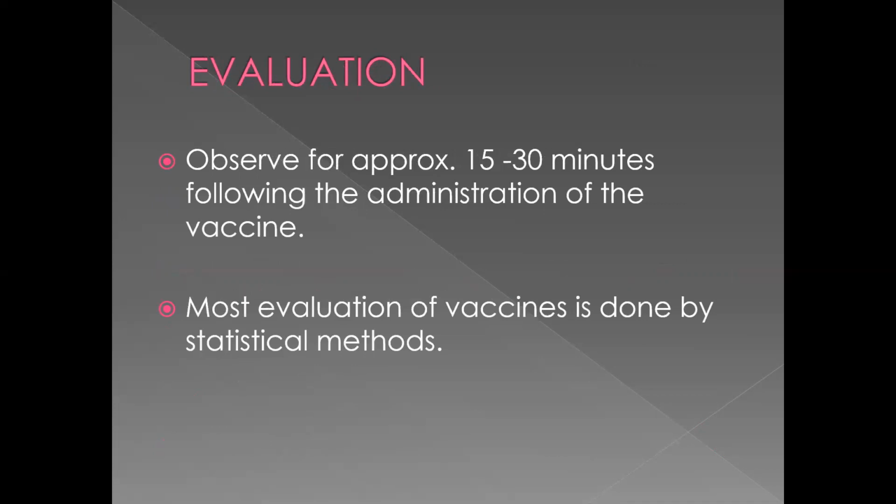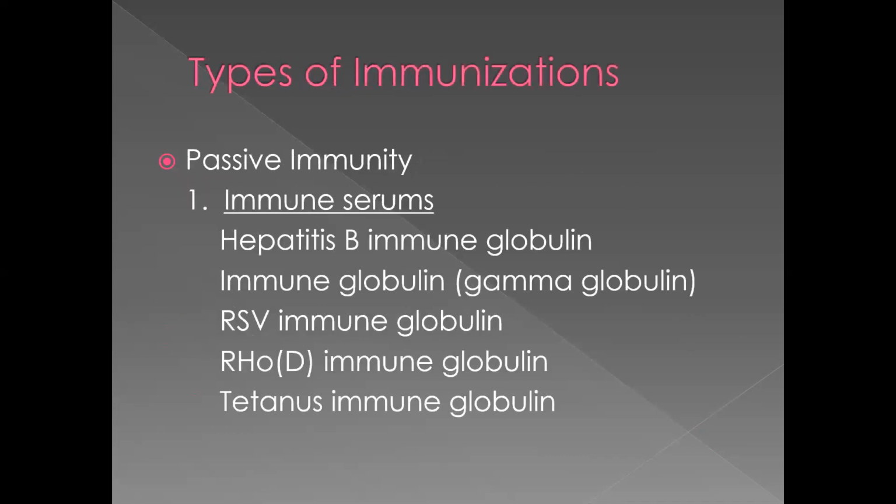Evaluation. So how do we evaluate? We need to observe them for approximately 15 to 30 minutes following the administration of the vaccine. And most evaluation of vaccines is done by a statistical method. So let's take a look at the different types of immunizations.